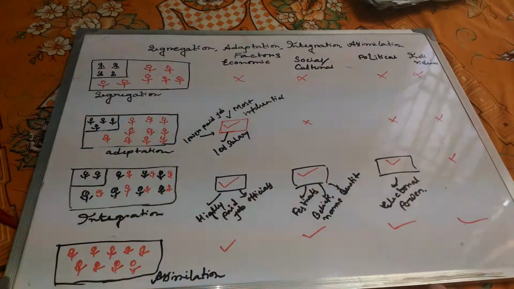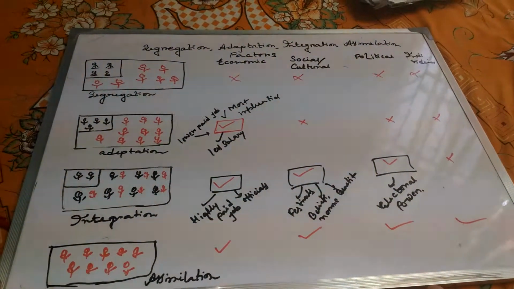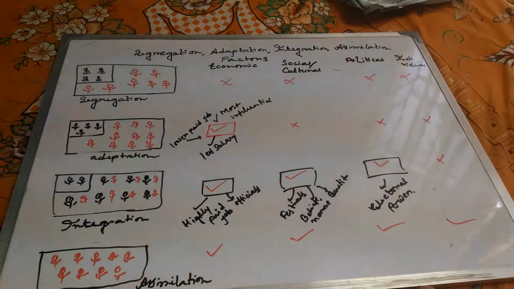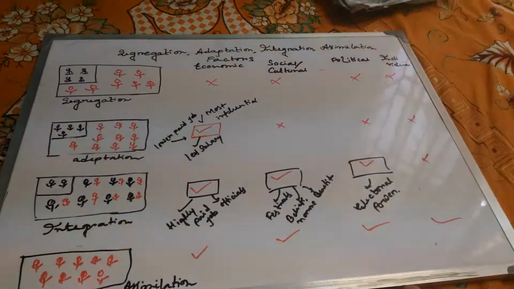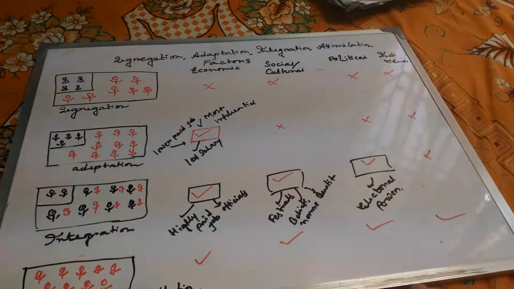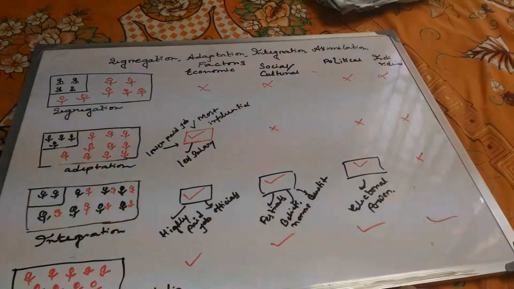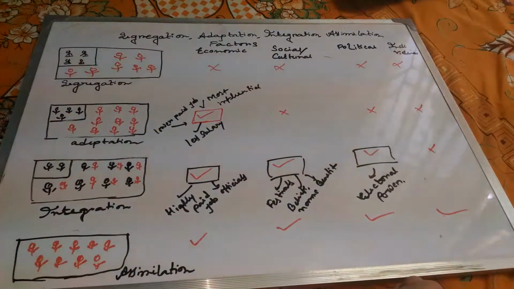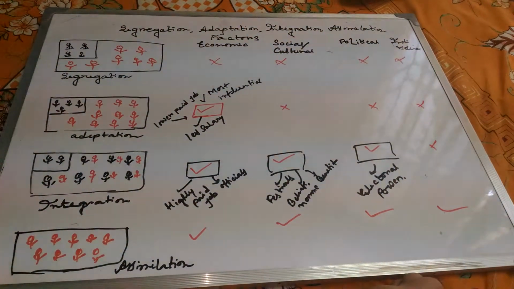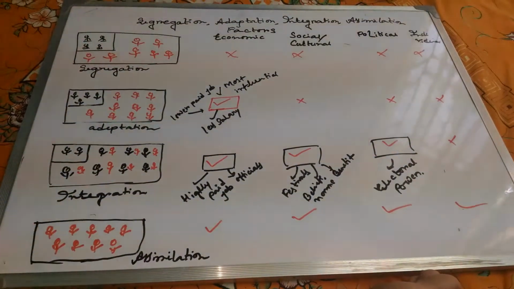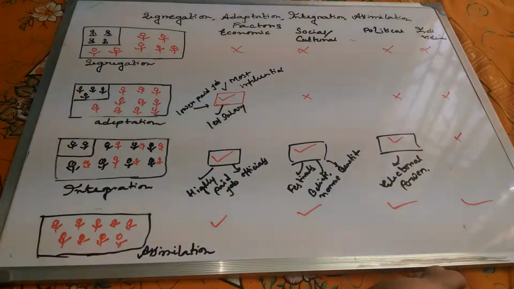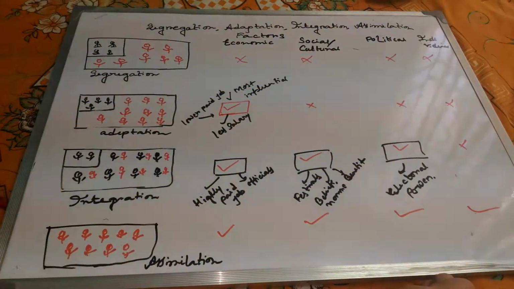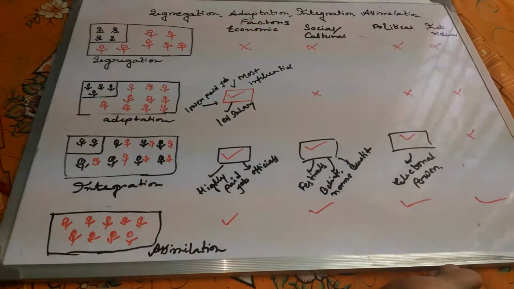Today I am talking about a very interesting topic in geography, especially in social geography: segregation, adaptation, integration, and assimilation. When we are reading the topics of social process, these four seem really difficult for us because they have a good connection with the incident of migration, and it seems difficult for the students to understand why and how these things have happened. So today I am taking a very easy class on this particular topic.